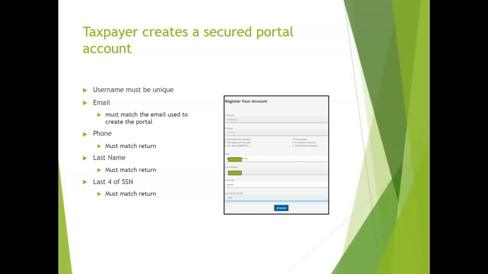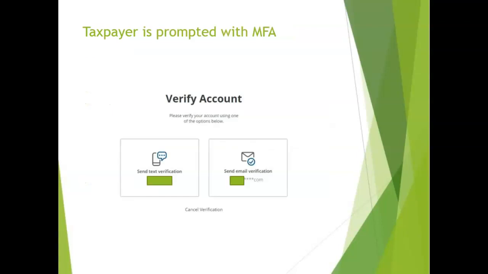But once the taxpayer clicks on that link initially, it's going to pop up a register your account page, and they're going to have to provide a username, a password, and we detail out what the password requirements are, and then enter in a phone number, a last name, and the last four of the SSN. Now that information, just for checks and balances, does need to match what's on the tax return, just to ensure that this person should be creating this account for this return. They got that information, it all matches, and we're good to go.